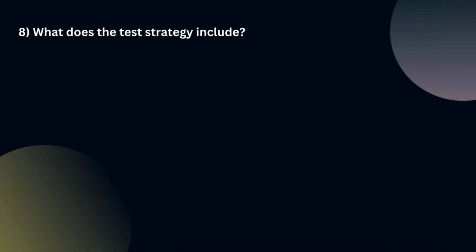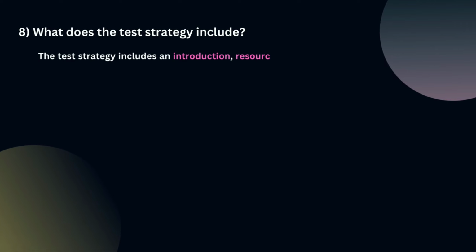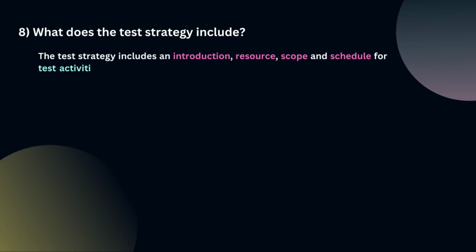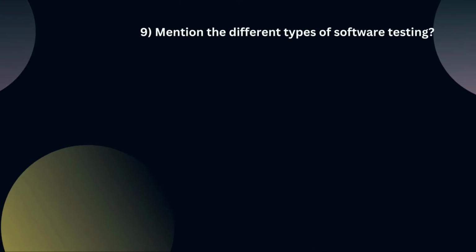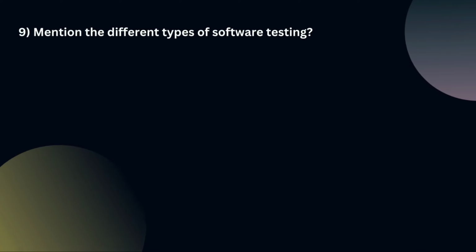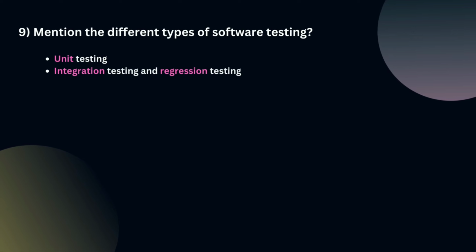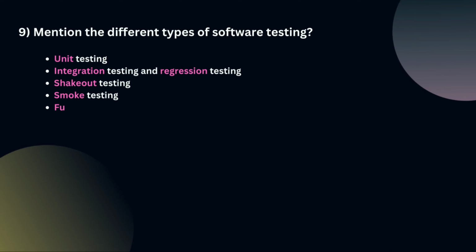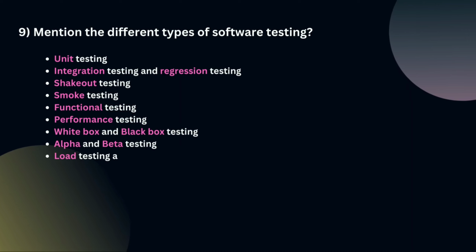8. What does the test strategy include? The test strategy includes an introduction, resources, scope and schedule for test activities, test tools, test priorities, test planning, and the types of tests that have to be performed. 9. Mention the different types of software testing: unit testing, integration testing, regression testing, shakeout testing, smoke testing, functional testing, performance testing, white box and black box testing, alpha and beta testing, load testing and stress testing, system testing.